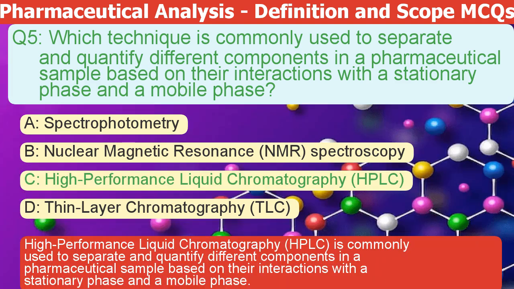The correct answer is C. High-performance liquid chromatography, HPLC, is commonly used to separate and quantify different components in a pharmaceutical sample based on their interactions with a stationary phase and a mobile phase.